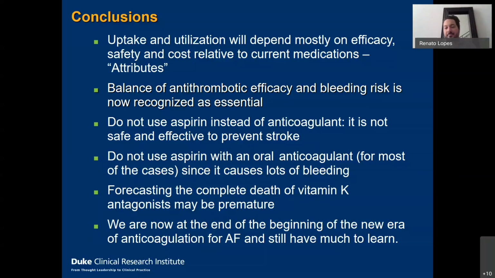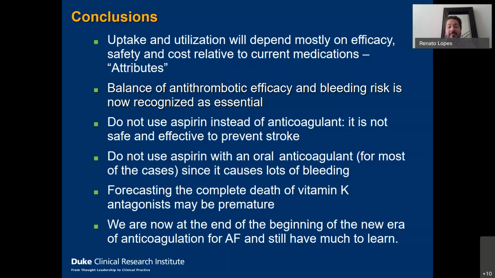Please do not use aspirin. We know that it is not effective and is not safe for stroke prevention. And please do not use aspirin together with an anticoagulant other than the few initial days after a PCI. The in-hospital period, like a week or so after the PCI, is the only time we really need to use aspirin. Other than that, we don't need it.